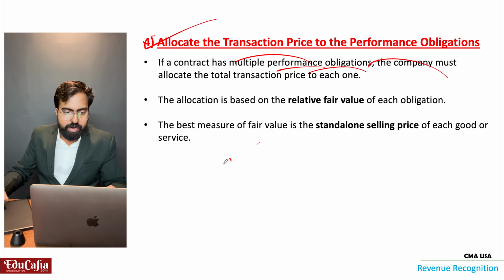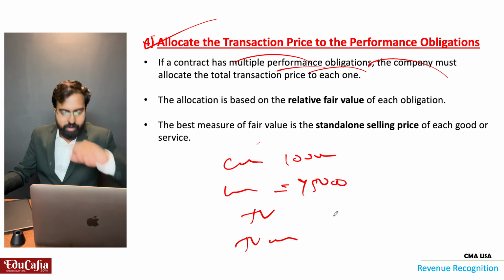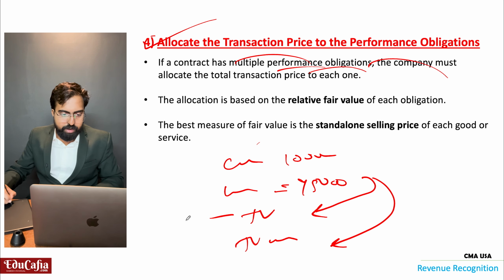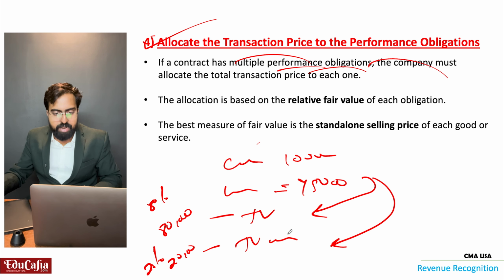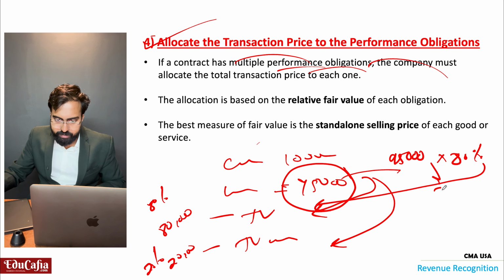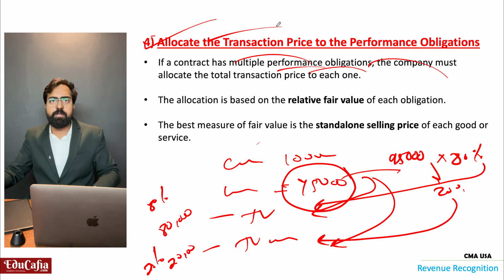For example, the contractual price is 1 lakh, the transaction price is 95,000. For TV selling and TV installation, we have to allocate this 95,000 to the TV and the TV installation. Say the TV is 80,000 and the installation is 20,000, that is 80% for the TV, 20% for the installation. So of this 95,000, 80% how much? That is for the TV. And 20% how much? That is for the TV installation. Like that, we have to allocate the transaction price.